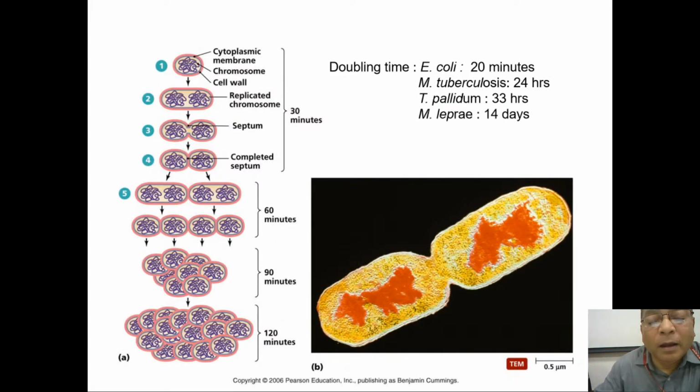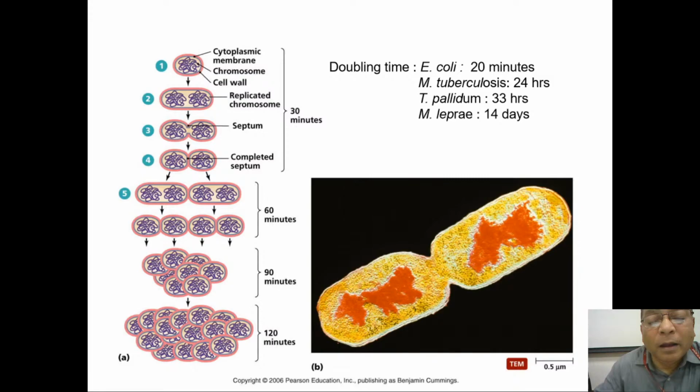Talking about replication or division of the bacteria, this is a binary division, as you already know. From 1 it becomes 2, from 2 it becomes 4, from 4 it becomes 8, from 8 it becomes 16, and so on and so forth. So what is the doubling time? Doubling time is basically when it becomes from 1 to 2. For E. coli it takes about 20 minutes.